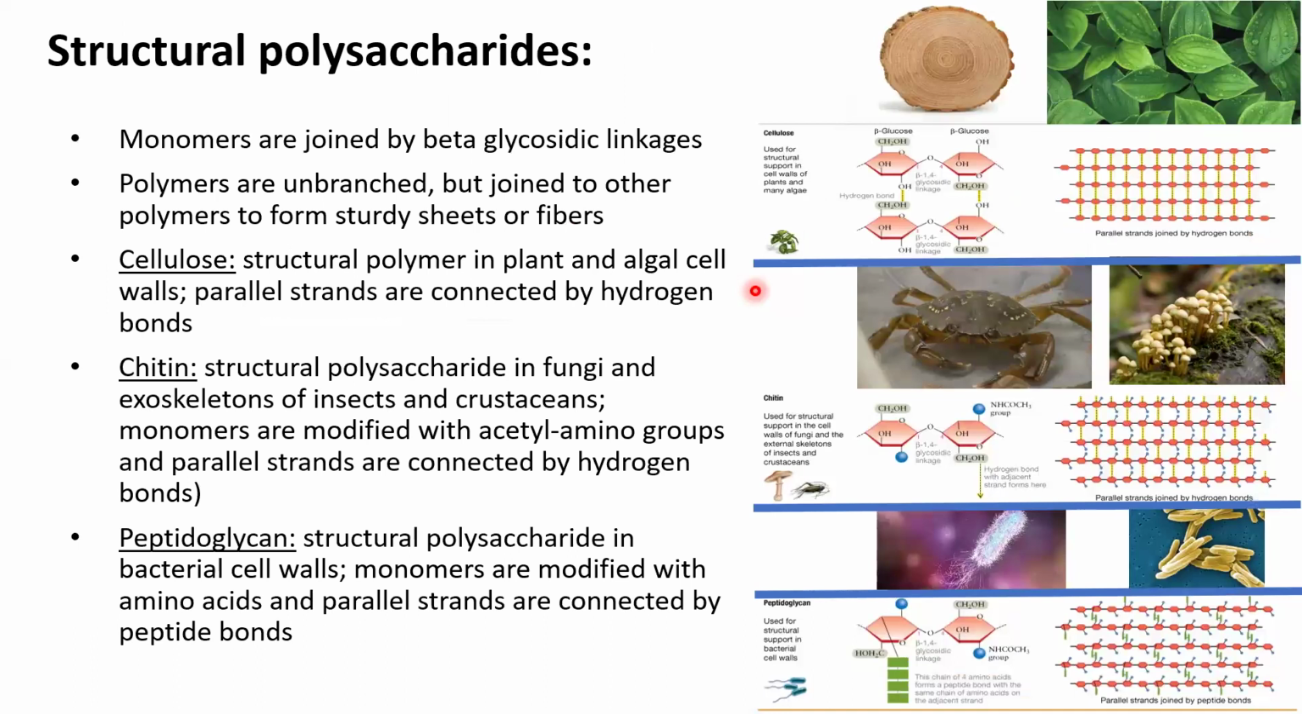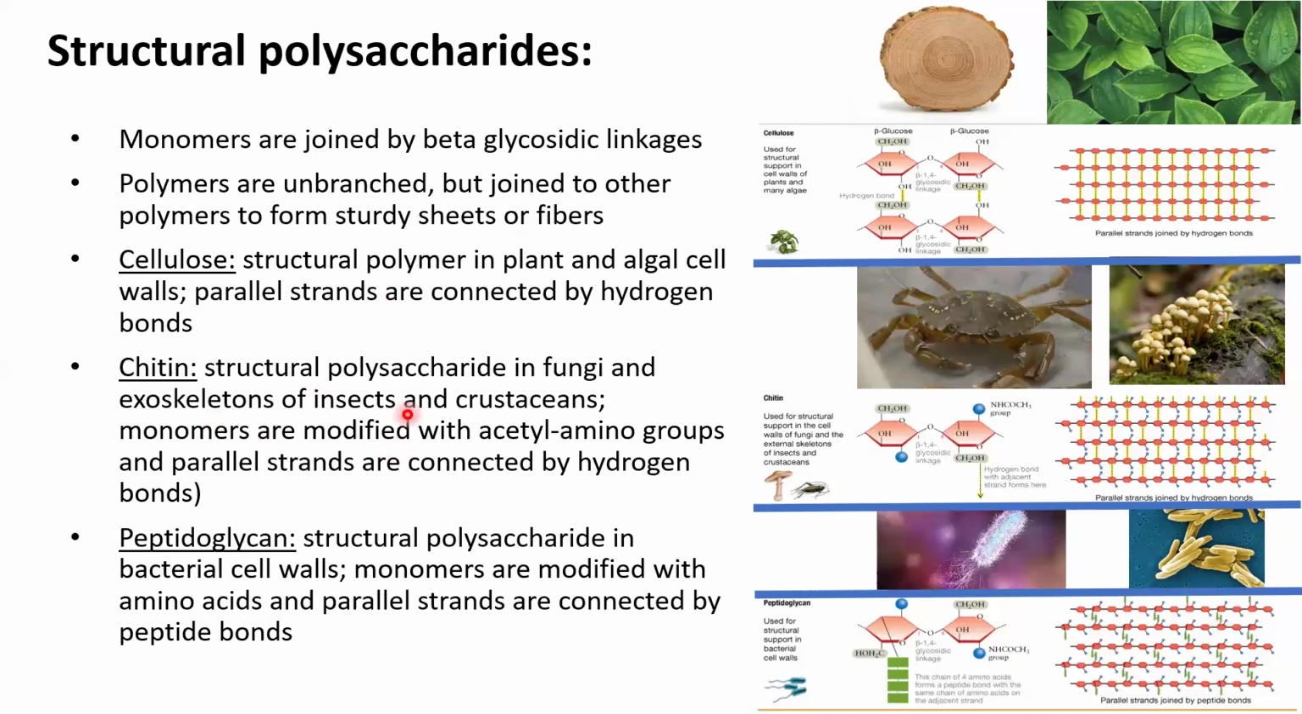Now, with structural polysaccharides, these are primarily joined by beta glycosidic linkages. These are basically unbranched, but when joined to other polymers, they end up forming sturdy sheets or fibers. For example, in plant and algae cell walls, they end up giving structure to it, and the strands themselves are connected by hydrogen bonds.